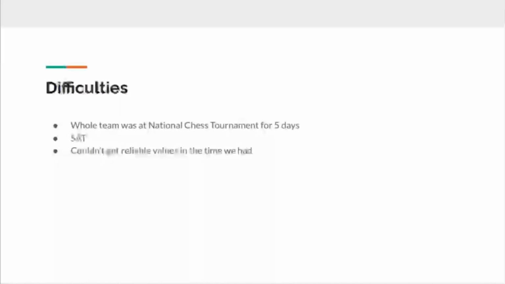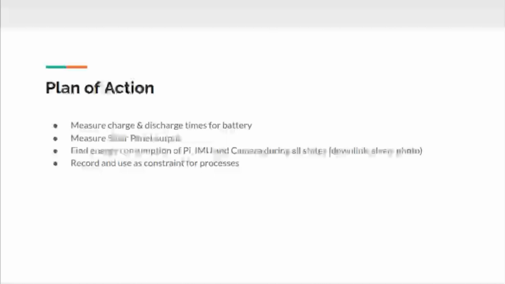So we had difficulties in actually creating a proper power budget because the whole team was at a national chess tournament for 5 days. We all had the SAT, and we couldn't get reliable values in the time we had. But if we were to create a power budget, this is our plan of action.